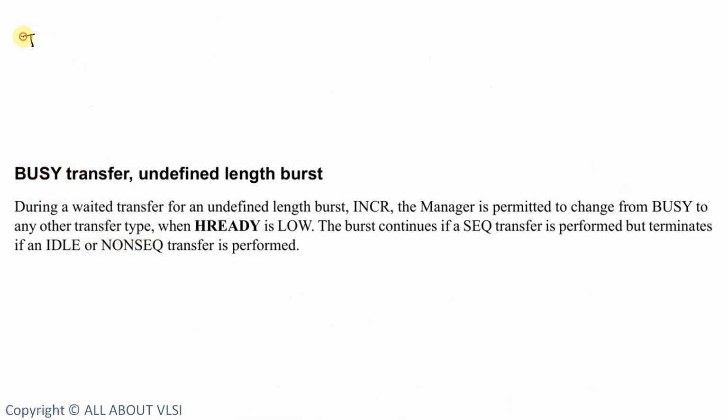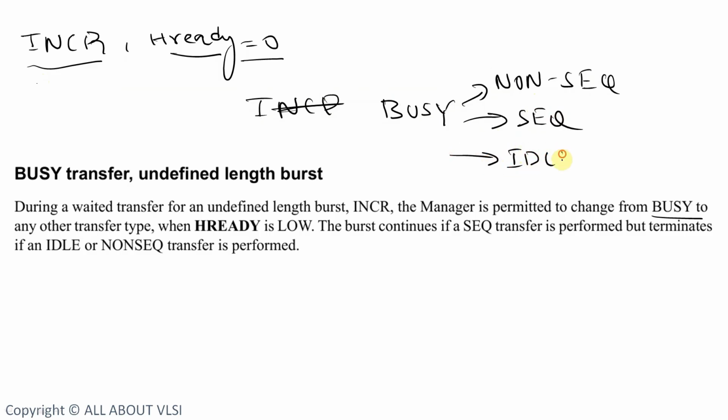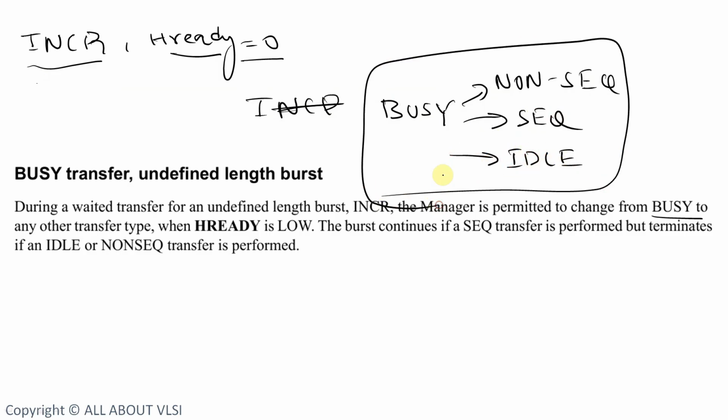Now coming to this INCR, whenever your HREADY is equal to 0, the manager is permitted to change the busy to any other transfer type. Only during this condition, whenever your INCR and HREADY is equal to 0, the manager is allowed to change the transfer type from busy to non-sequential, busy to sequential, and busy to idle. So the master is allowed to change the transfer type from busy to non-sequential, busy to sequential, or busy to idle whenever it is an INCR burst and HREADY is equal to 0.